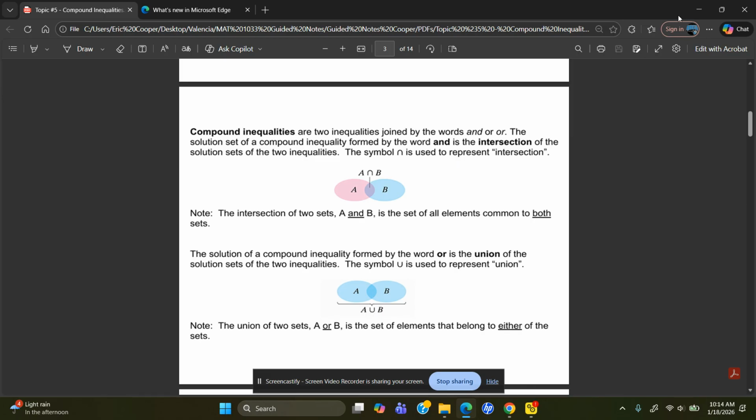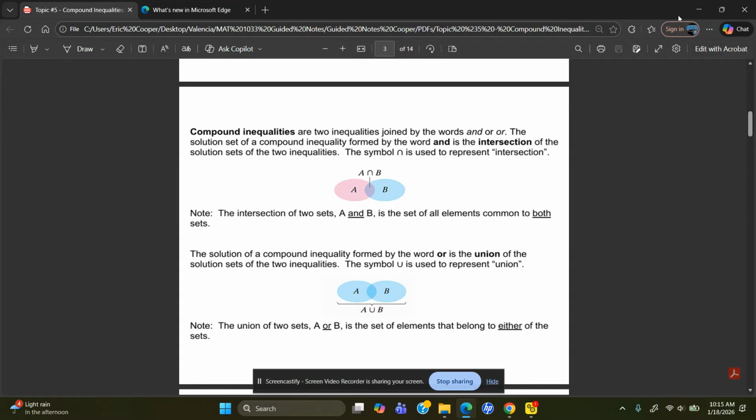Compound inequalities are two inequalities joined by the words "and" or "or". The solution set of a compound inequality formed by the word "and" is the intersection of the solution sets of the two inequalities. The symbol upside down U is used to represent the intersection. Note, the intersection of two sets A and B is the set of all elements common to both sets.